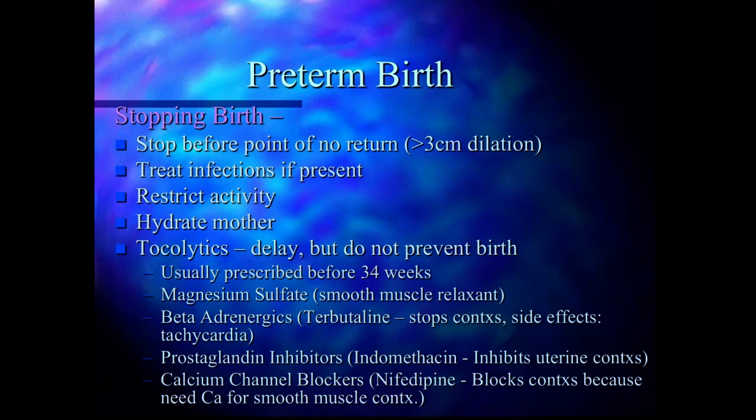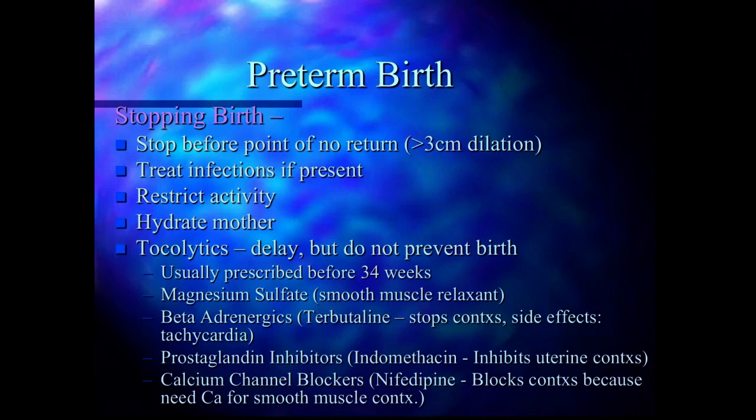Tocolytics are medications that are given to try to stop the uterine contractions. They will delay the delivery, but they don't actually prevent it. So they're usually prescribed when they're less than 34 weeks. And they may or may not be effective, but one of the most effective drugs is magnesium sulfate. Remember, magnesium acts like a sedative, so it's a smooth muscle relaxant.